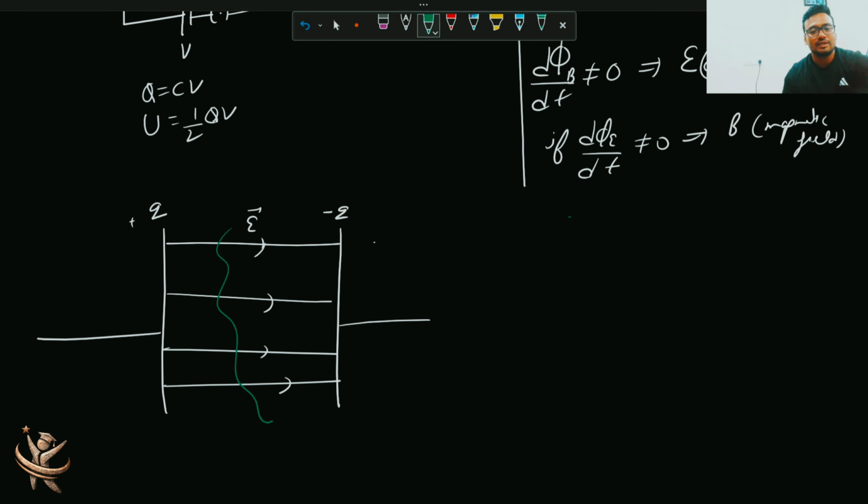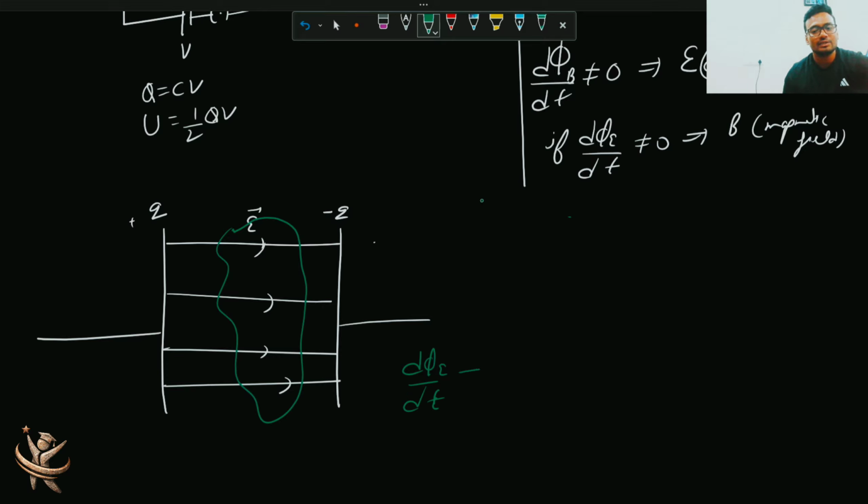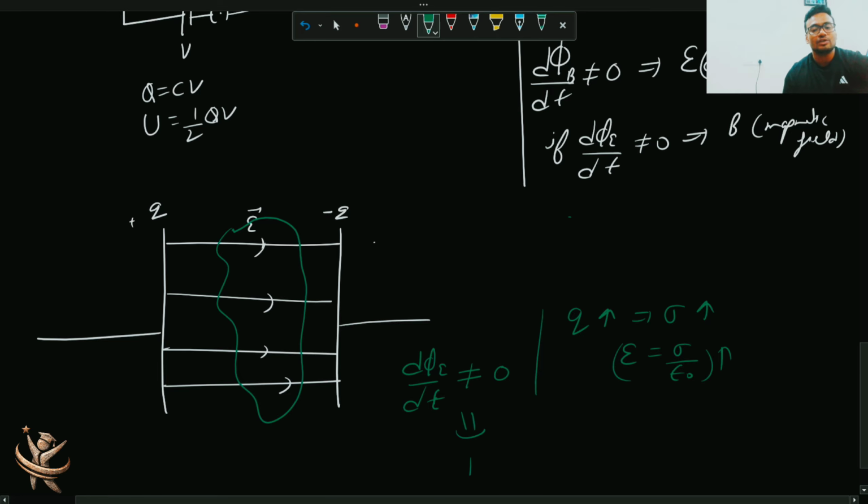Now suppose I imagine any arbitrary surface, I mean, you can imagine field lines are passing through it. So what you will see is that d phi E by dt, the total value of electrostatic flux, definitely is changing with time. It's not equal to 0. Why? Because Q is increasing with time, right? As a result, sigma will increase. And we know the electric field strength between these two plates is sigma by epsilon naught. So electric field is also increasing. If that is increasing, the flux is also increasing, right? If this is the case, it will generate B, magnetic field, right?